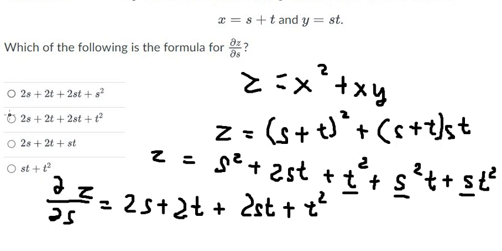So the final answer that is about B. This is the end.